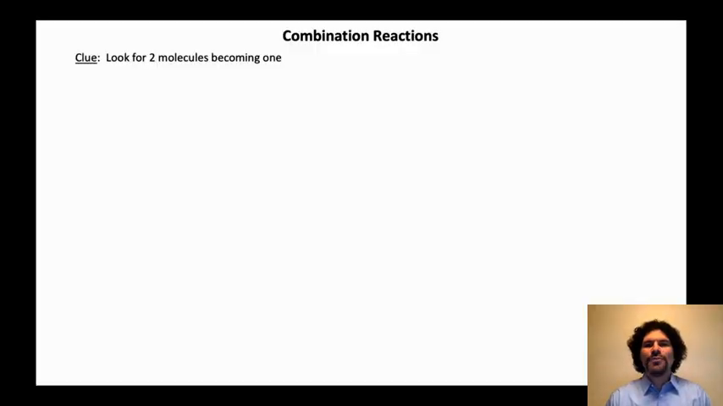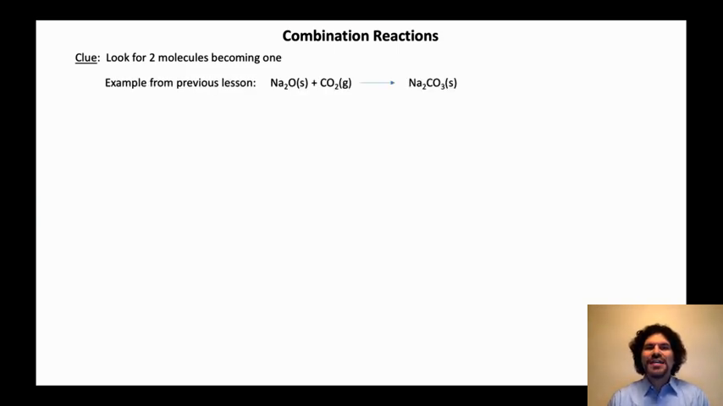We begin our tour through the world of chemical reactions with a look at combination reactions. Okay, so when you're trying to do the classification of reactions and you're looking for a clue as to whether a reaction is going to be a combination reaction, the clue you should look for is two molecules of starting material becoming one molecule of product. So the example of a combination reaction from the previous lesson was solid sodium oxide reacting with carbon dioxide gas to give solid sodium carbonate.